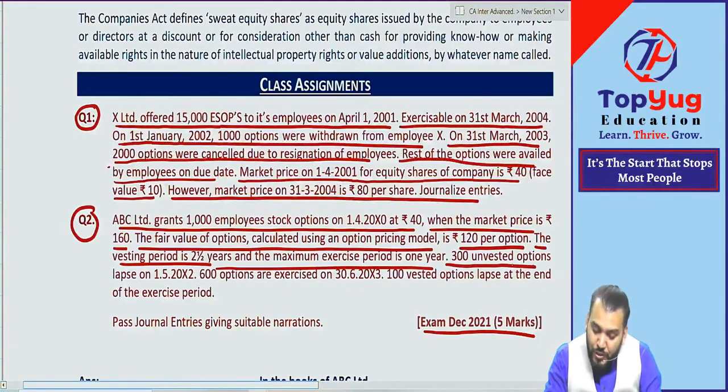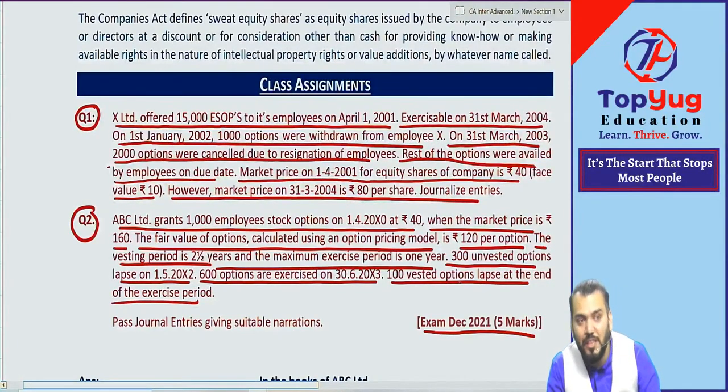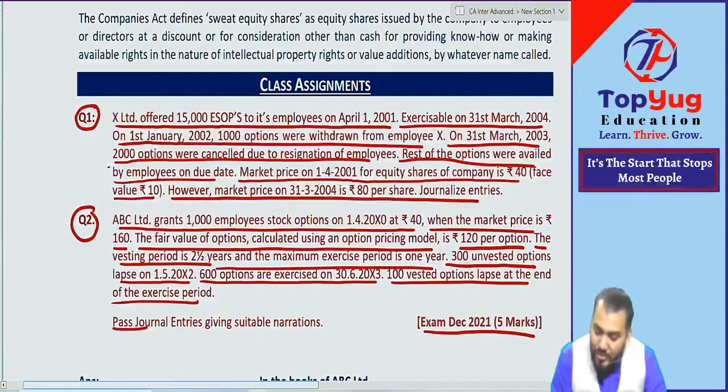300 unvested options lapse on 1/5/2002. 300 lapse means withdrawn, cancelled. Unvested options means during the vesting period. 600 options were exercised on 30th June 2003. 100 vested options lapse at the end of the exercise period. I hope you are understanding the question. Pass journal entries giving suitable narration.